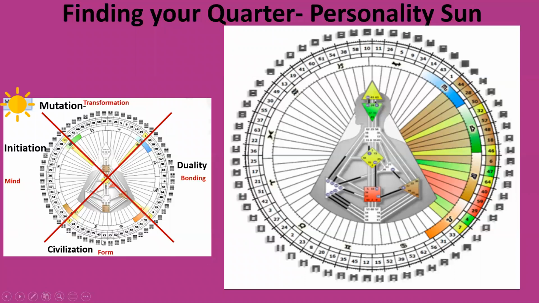And then we have the quarter of civilization and form, and these are the gates here. It's going to run from the 33 over to the 2. And then we have the mind, which is going to go from the 24 to the 13. And this is actually the cross of the Sphinx. This is where the quarter is delineated.